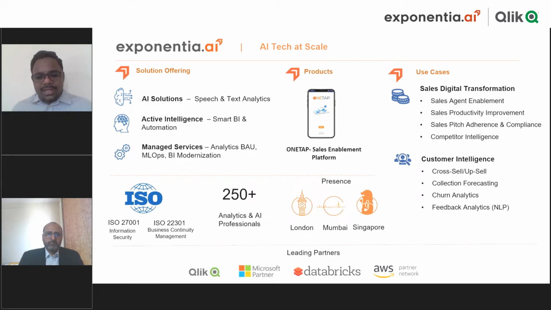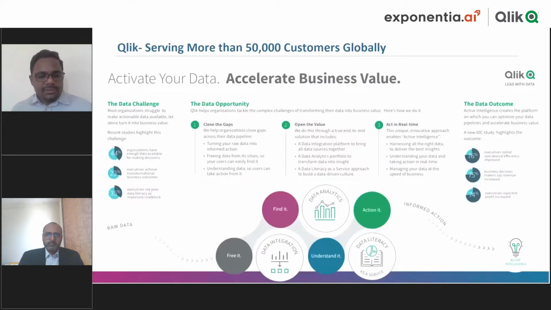To deliver all of these use cases on analytics, we are partnered with leading firms in the world, and some of these are Qlik, with whom we are presenting this webinar today. Then Microsoft, Databricks, and AWS are some of the other leading partners that we have. Now, this is about Exponentia, but I would also like to take this opportunity to talk about Qlik. Qlik has been a global giant on the analytics forefront.